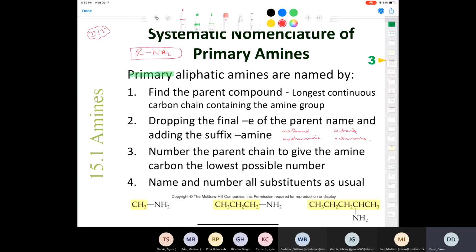Next, you're going to number the parent chain to give the amine carbon the lowest possible number. And so the carbon that has the amine directly attached to it on your primary amine is always assumed to be carbon number 1. For example, this would be carbon 1. This would be carbon 1.